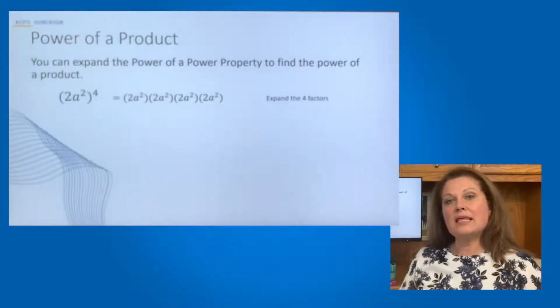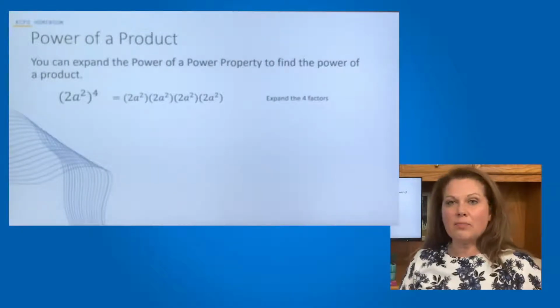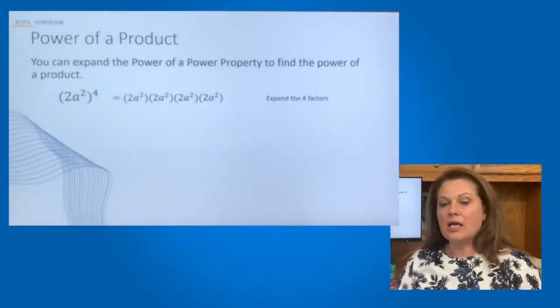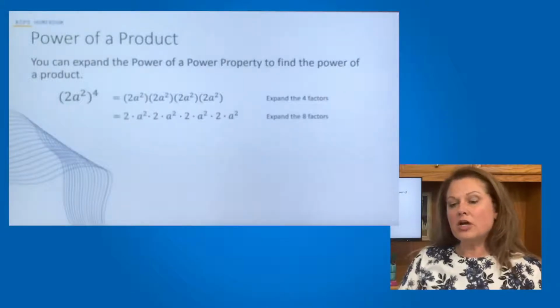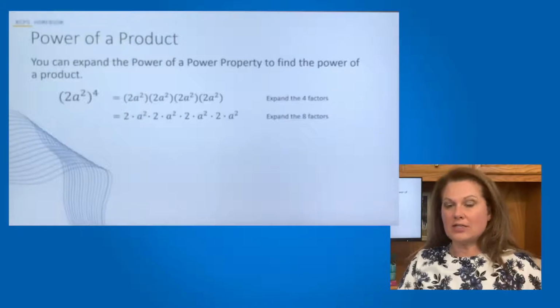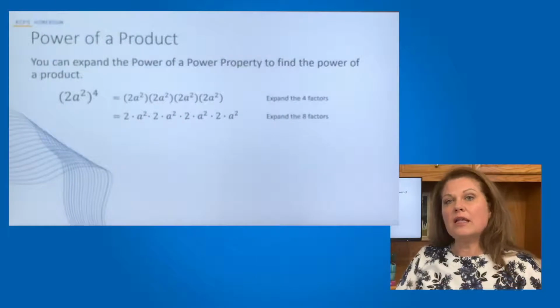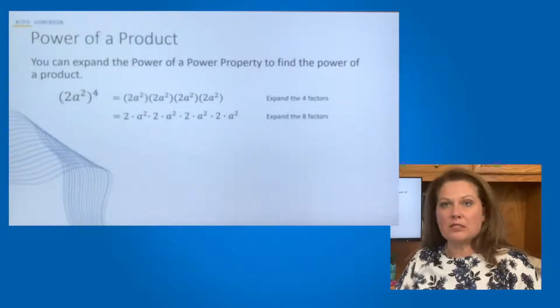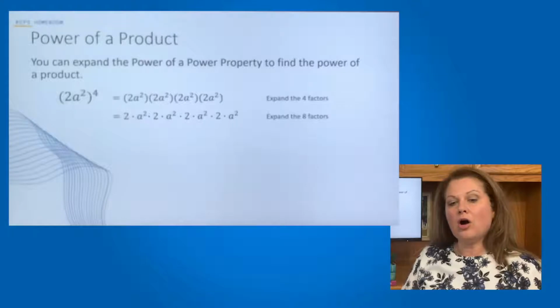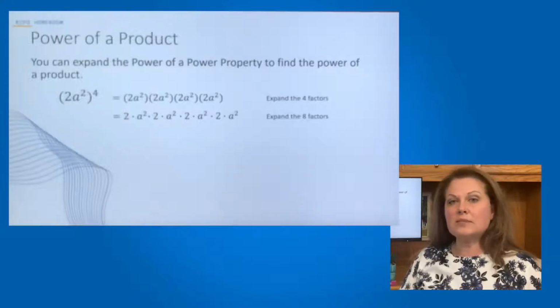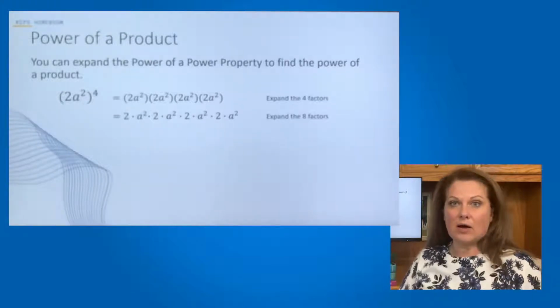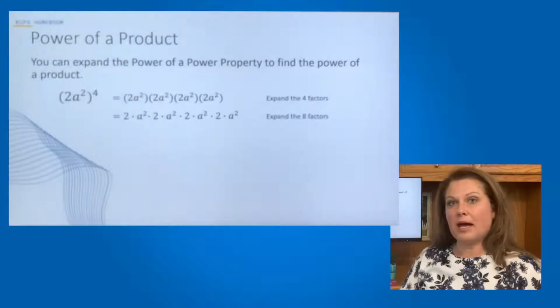If we expand that even further, we can actually see how the property is created. If we break it apart, notice we went from 4 terms to 8 terms, because when we have a coefficient in front of a variable, like it is in our example, that means to multiply. So when we break it apart, we're saying 2 times a to the second power times 2 times a to the second power times 2a to the second power times 2a to the second power.